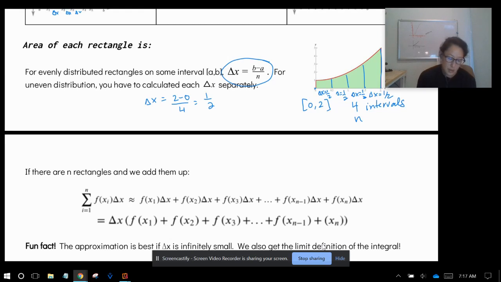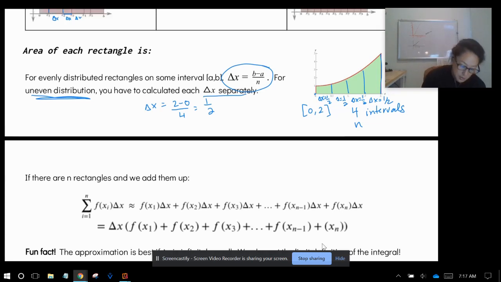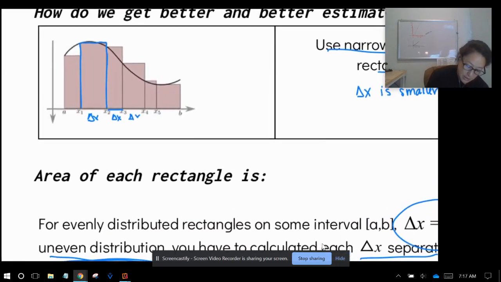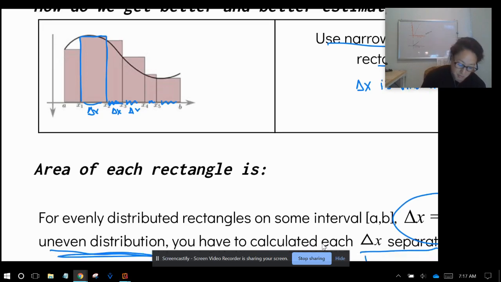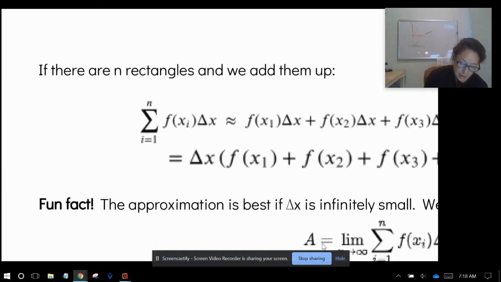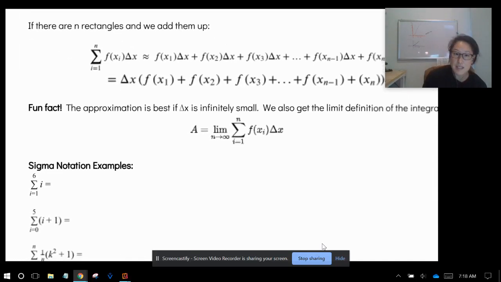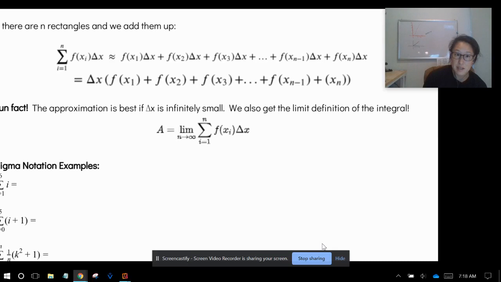It's okay to have uneven distribution of intervals, but each change in x will be different then. Looking at this example, each change in x is a different length, and that's okay. It's just not as easy to calculate. So what we're going to do is add up all the rectangles, basically.